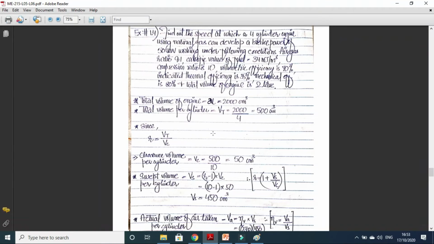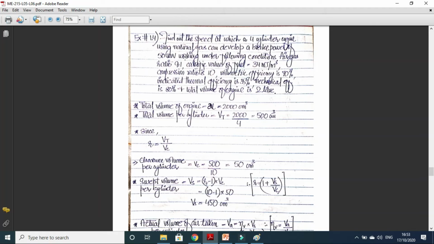Okay, now let's solve example 1-4. Find out the speed at which a 4-cylinder engine using natural gas can develop a brake power of 50 kilowatt. BP is 50 kilowatt. Working under following condition: air gas ratio, that is air fuel ratio, is given 9. Calorific value CV is given 34 megajoule per meter cube. Compression ratio is 10. Volumetric efficiency is 70%. Indicated thermal efficiency is 35%. Mechanical efficiency is 80%, and total volume is 2 liter, that is 2 dm cube, and 2 dm cube will be 2000 centimeter cube. The total volume is 2000 centimeter cube.